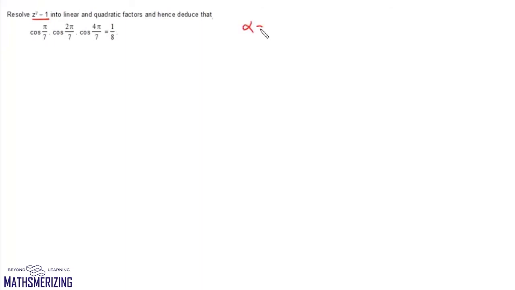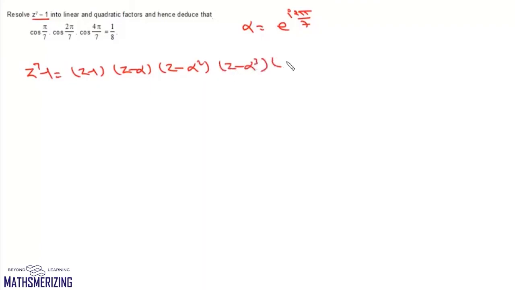Now say alpha is the 7th root of unity, which is e to the power iota 2 pi by 7. Now we can write z to the power 7 minus 1 as z minus 1, z minus alpha, z minus alpha square, z minus alpha cube, z minus alpha to the power 4, alpha to the power 5 and alpha to the power 6. Alpha to the power 6 is alpha bar, alpha to the power 5 is alpha bar square and alpha to the power 4 is alpha bar cube.